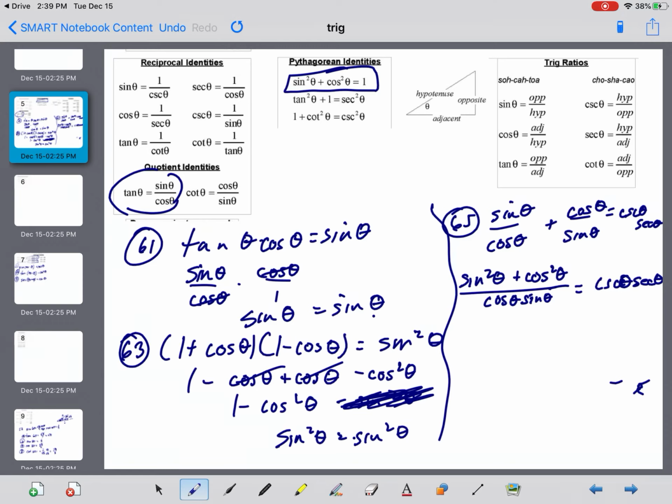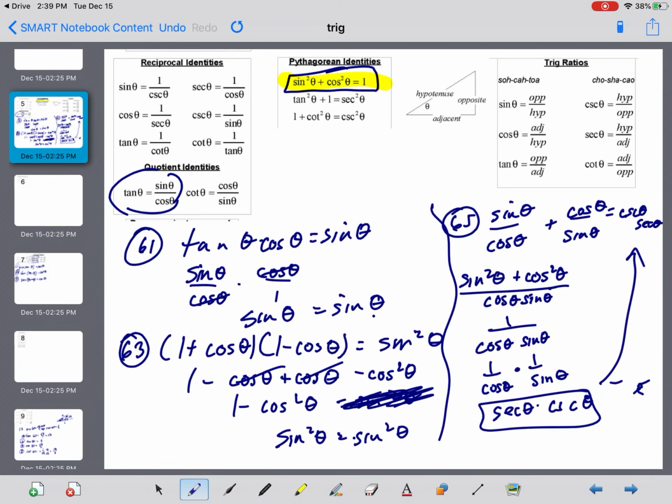All right, so we got the common denominator. And, well, we know sine squared plus cosine squared is going to take us right back up to 1. So this turns into 1 over cosine theta sine theta. Now, actually, I didn't even need to write the right side, I'm just working on the left side. Now, this is 1 over cosine, which is secant, and 1 over sine, which is cosecant, because I can change that to a multiplication. So it's going to be secant theta times cosecant theta. And that is it. All right, that's it for 65.